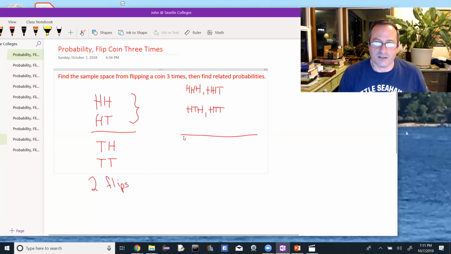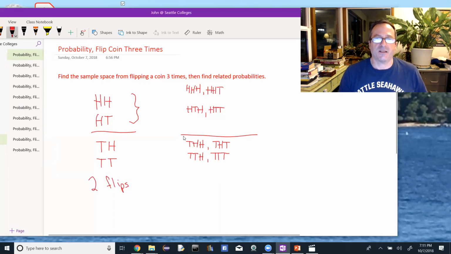This one looks a little weird, sorry. And then downstairs below this line, for each of these, again, I could have heads or tails. So for the first option of tails, heads, I could have tails, heads, heads, or tails, heads, tails. And then for the second option, tails, tails, I could have tails, tails, and then the third flip being a heads, or tails, tails, and the third flip being a tail. So you can see I have a total of 8 possibilities with the 3 flips.